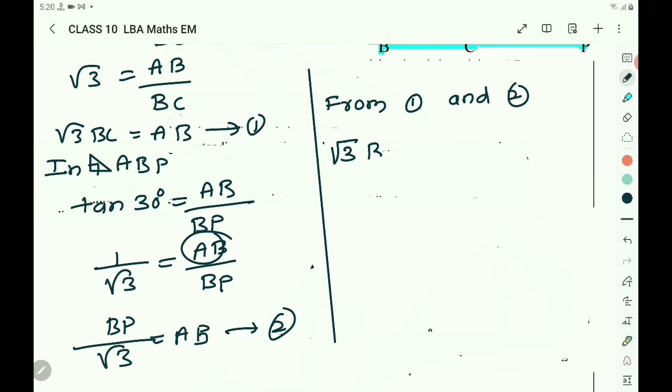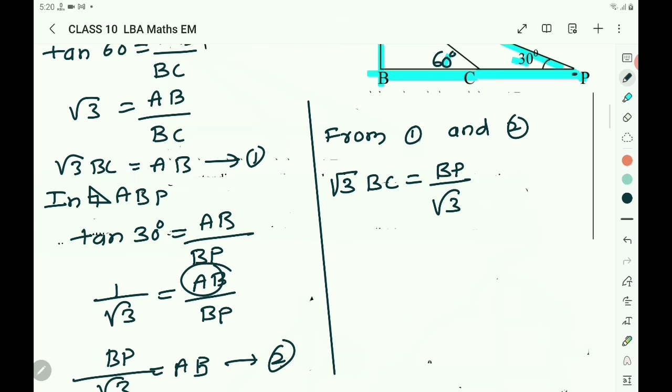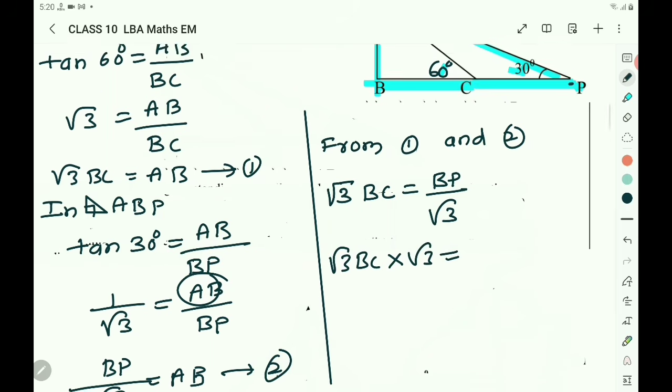root 3 BC equals BP by root 3. Multiply by root 3: root 3 into root 3 BC equals BP, which is BC plus CP. Root 3 into root 3 is 3, so 3BC equals BP, which is BC plus CP.